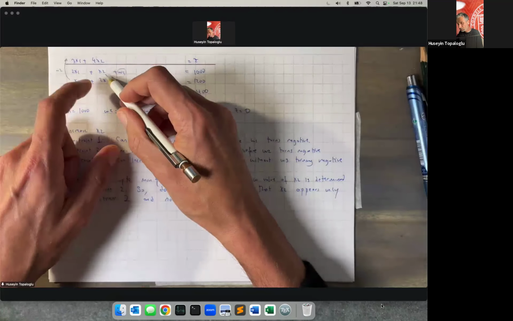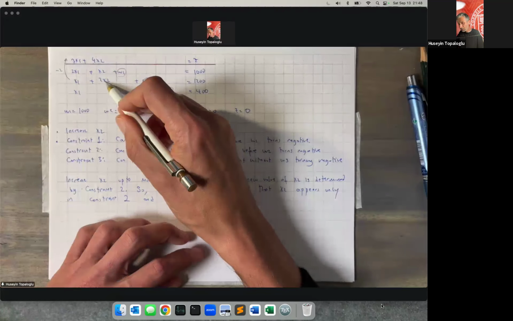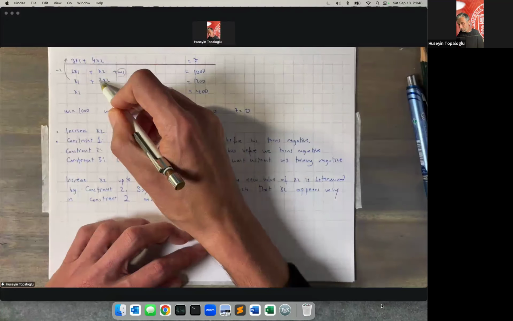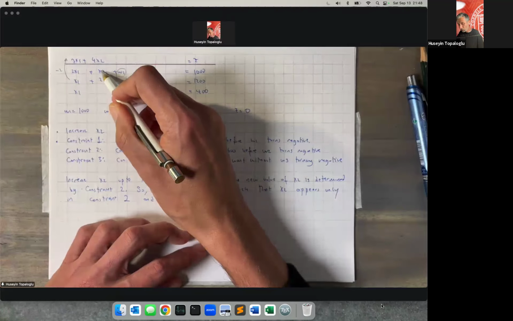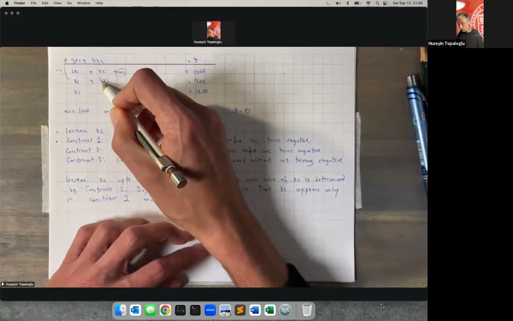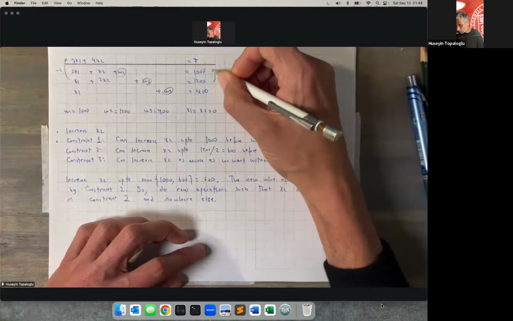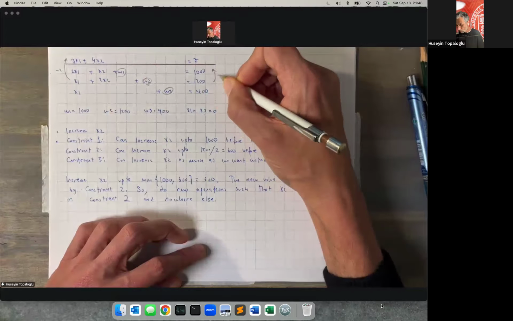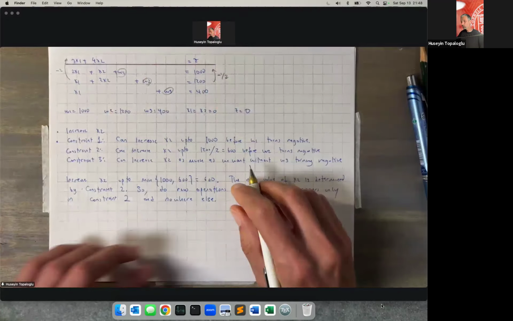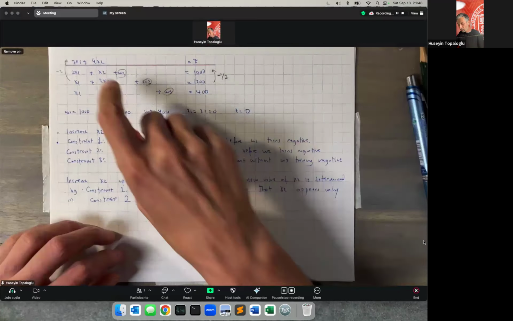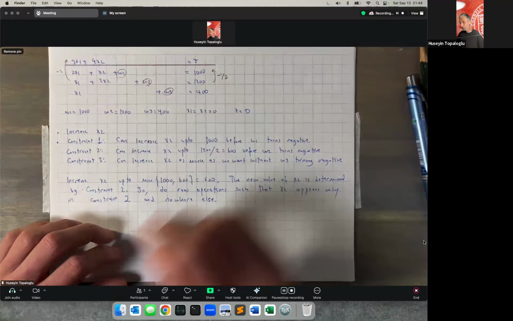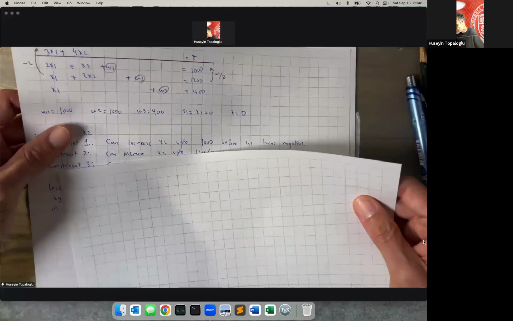And likewise, if I want x2 to disappear from the first constraint row, I'm going to take the second constraint row, multiply by -1/2, add it to the first constraint row. 2 times -1/2 is going to be -1x2 plus x2, that's going to be 0x2. In this case, x2 is going to disappear from the first constraint row. Let's do those row operations and see what we get.